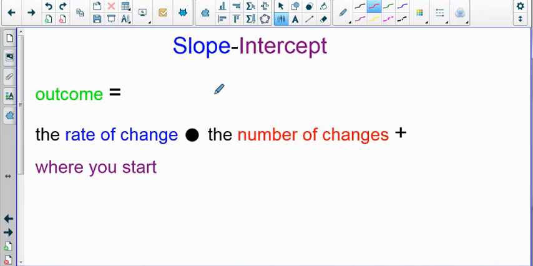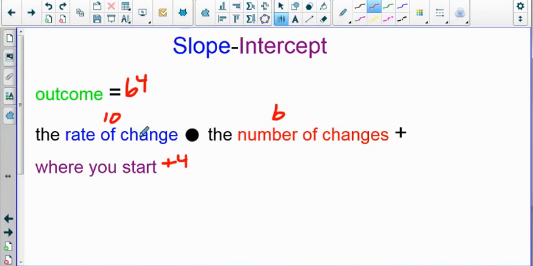So if you saved up $10 a week, that's how much it would change by every week. And you saved it up for 6 weeks, then that would be $60. $10, that's what it changes by every time, times the number of times it changes, the 6 weeks. That would be $60. That would be your outcome. And if you started with $4, that's where you start, then you would actually have an outcome of 64. So that's how that worked.